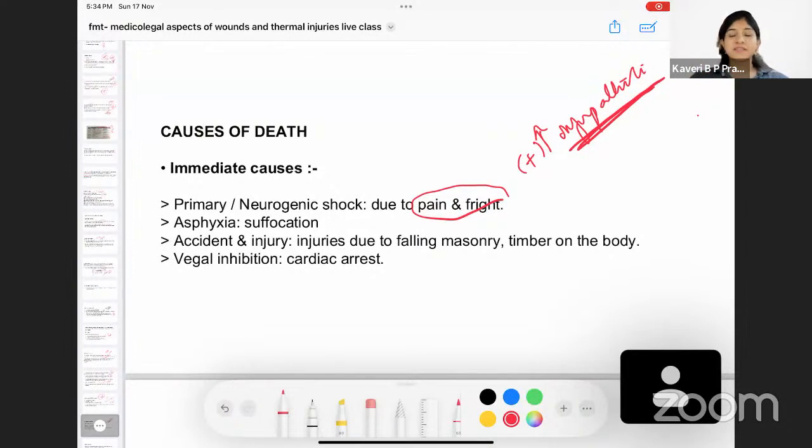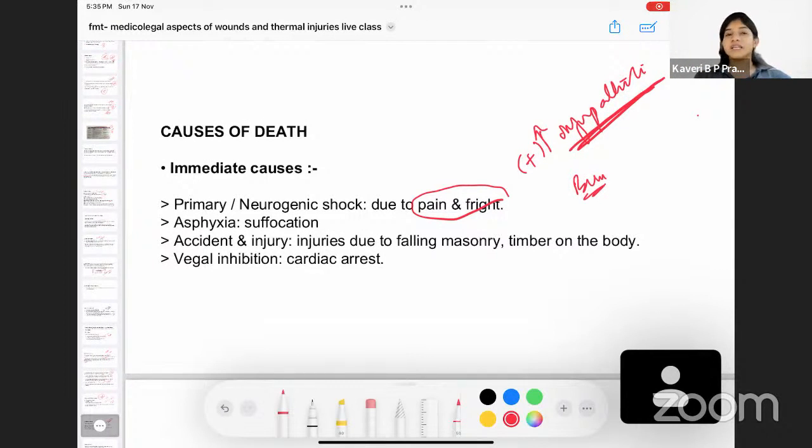There could be asphyxia. Whenever there is burn, there is a lot of unburned carbon, because of which the oxygen available for the person is less. He might suffocate and go into asphyxia and die. There could be a falling of any masonry or timber on the body, and that could act as a mechanical injury and cause of death.